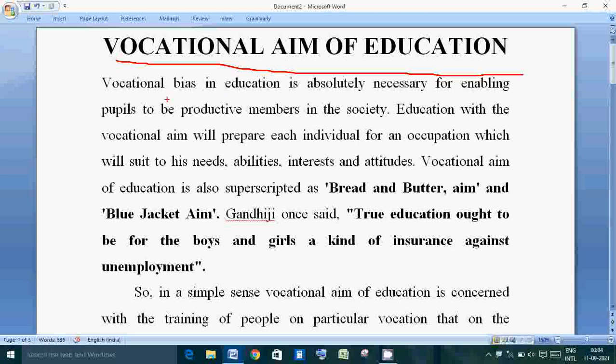So vocational bias in education is absolutely necessary for enabling people to be productive members in a society. In the education subject, we need the vocational aim, because during our studies we must learn how to become productive members of society. To learn the techniques of becoming productive members, we need the vocational aim of education.